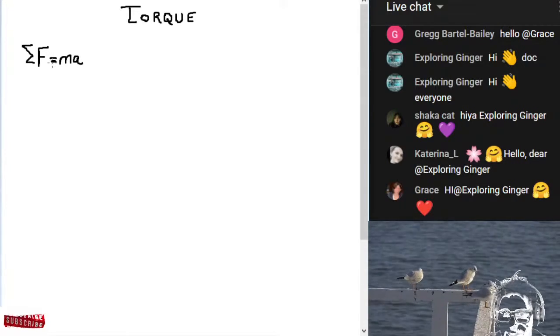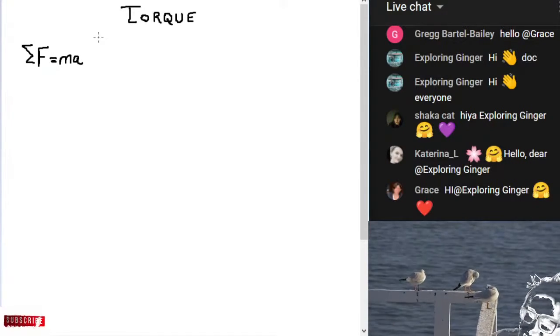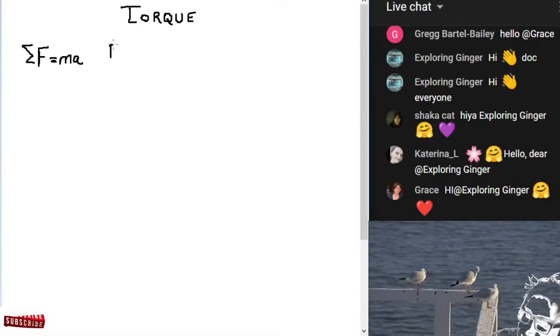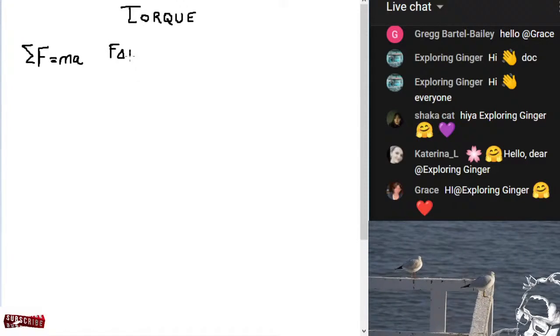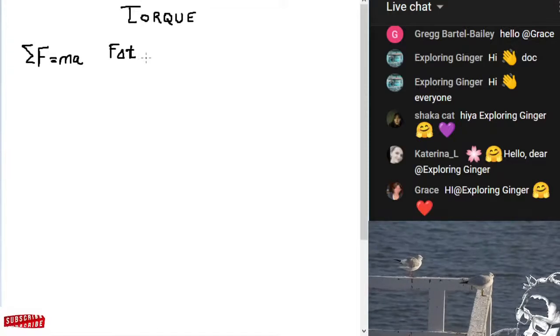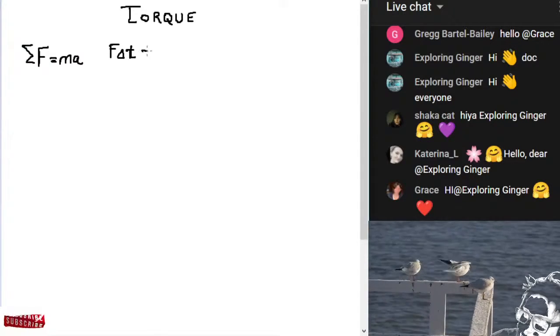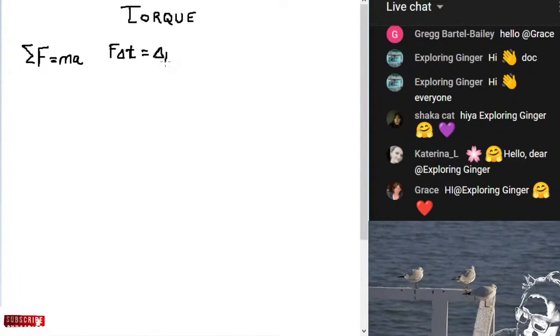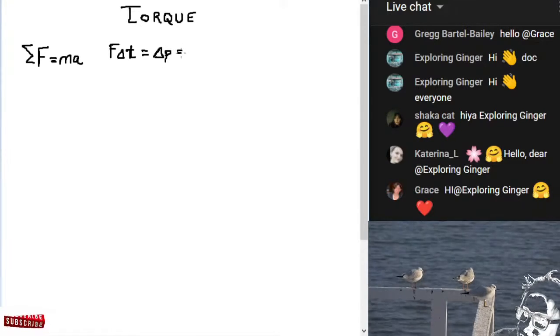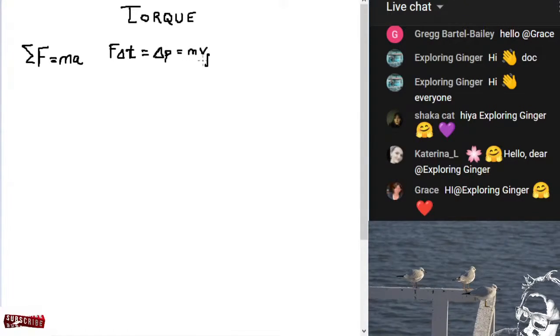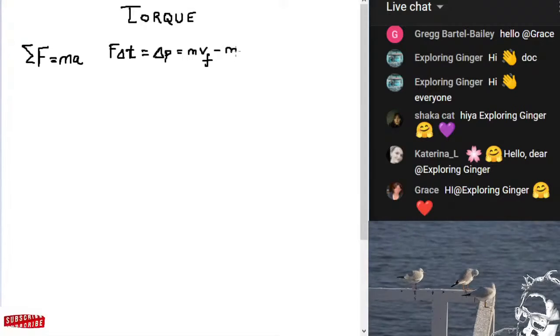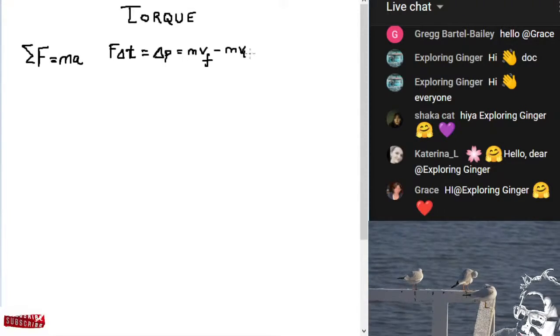That's applying a force to something, and you can calculate what it will accelerate at based on that force applied. And we learned last week that this is really derived from the impulse momentum equation, where we said that force times a change in time is equal to a change in momentum, which is really mass times velocity final minus mass times velocity initial.